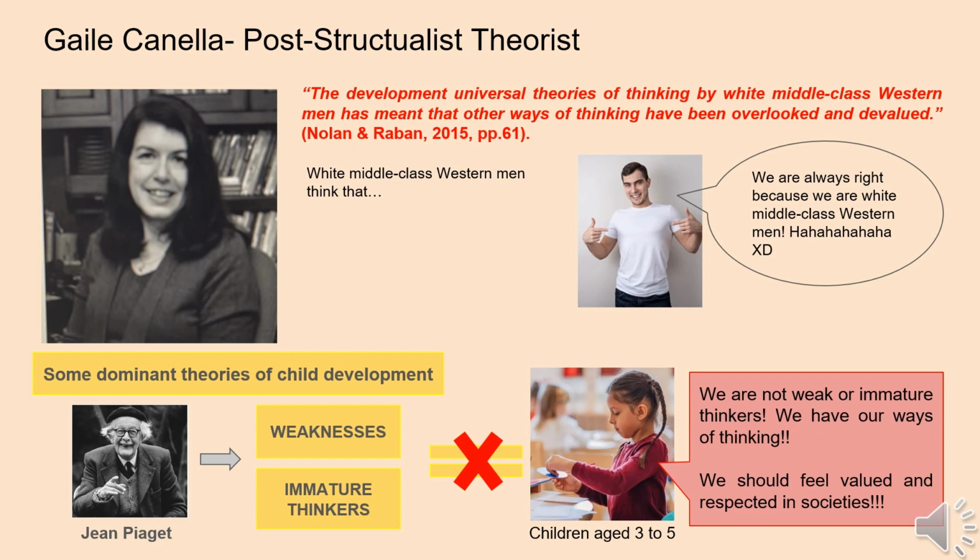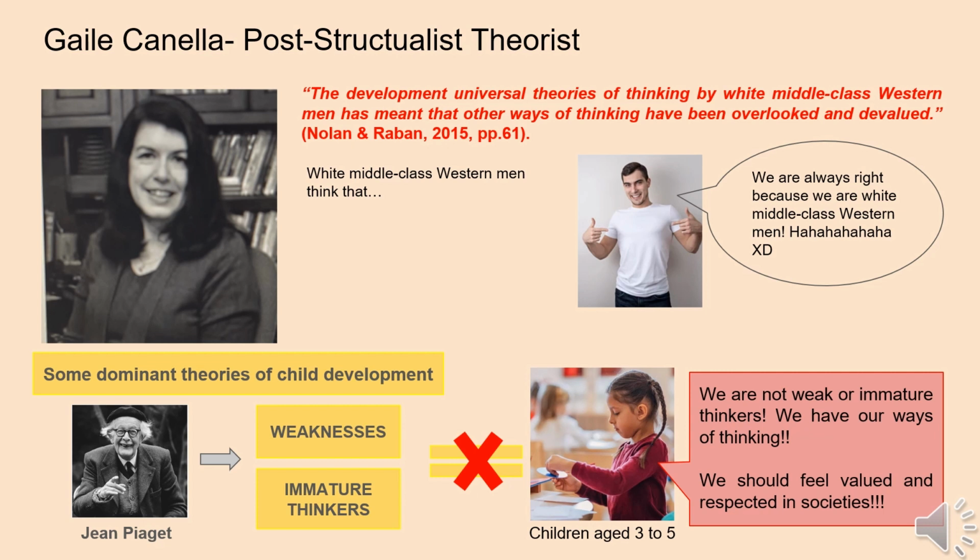Cannella stresses that some universal ways of thinking privilege particular groups of children and adults in a certain field, such as white middle-class Western men. In education, she argues that children tend to be viewed as weak or immature thinkers by some dominant views of child development, such as Piaget. Piaget demonstrated that there are some limitations of child development at each age level, which might make people think that children are inferior.